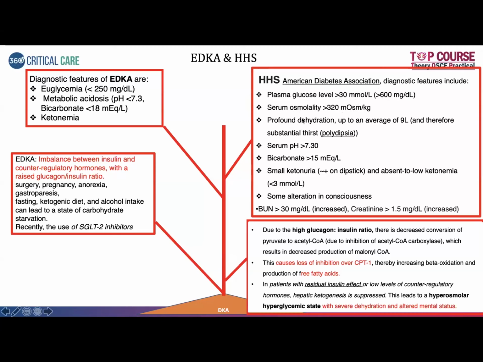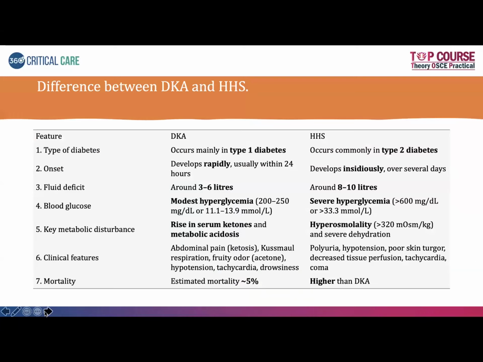The symptoms are mainly due to hyperosmolality. So usually acidosis may not be there, or even if it's there, it will be mild. So pH is usually more than 7.3, bicarb more than 15. Small ketonuria can be present. So there will be alterations in the mental status of the patient as well. So these are the various definitions. So comparing between DKA and HHS, we already looked into.